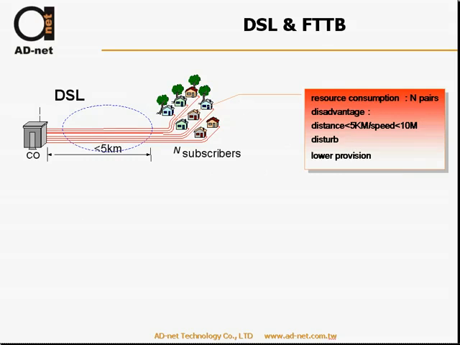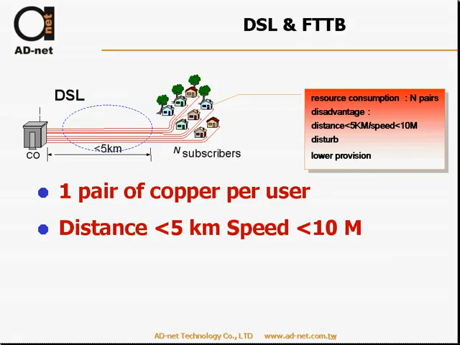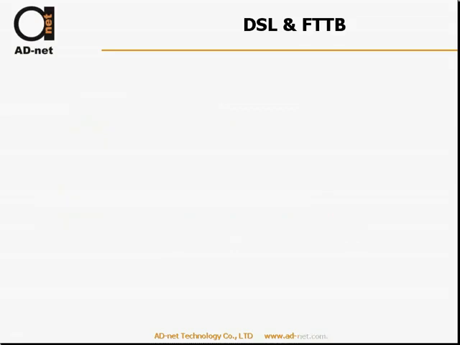So let's start with the old idea of DSL. What we had before: we have the CO with the DSLAMs. Then you should have the copper cable installed, and then, as you can see, we have the subscribers, and every subscriber is using one of the copper cables. So what does it mean? It means one pair of copper per user. It means a distance of 5 kilometers only, and the speed is less than 10 megabits.